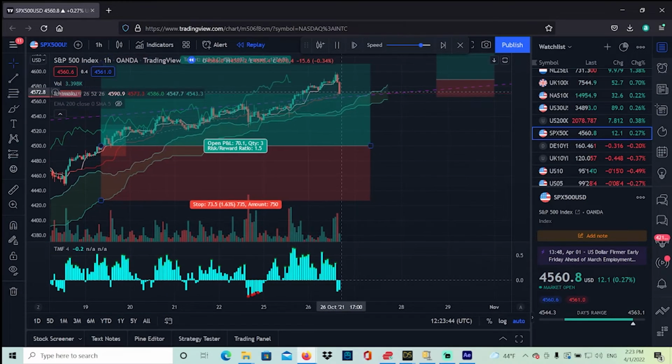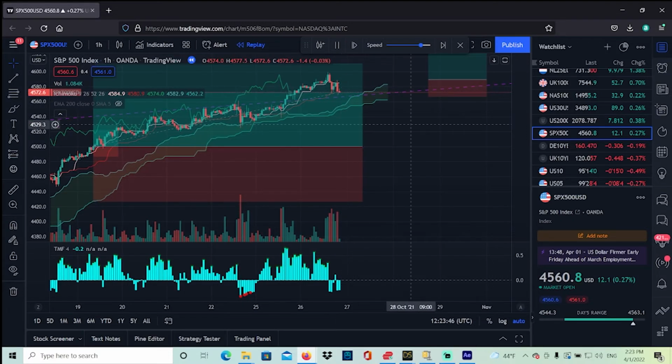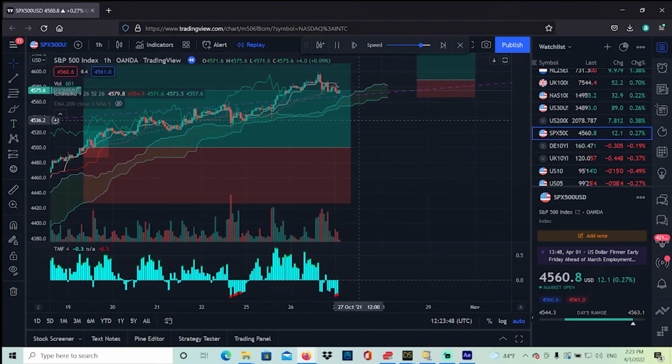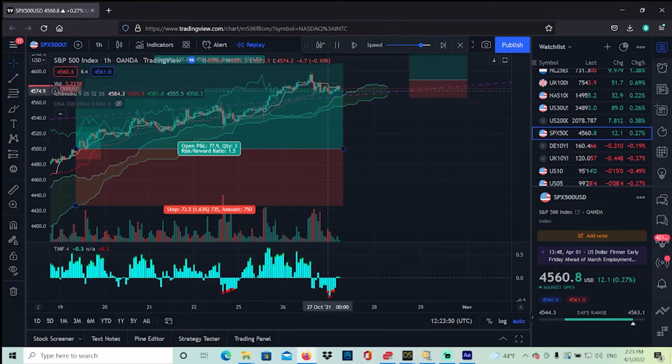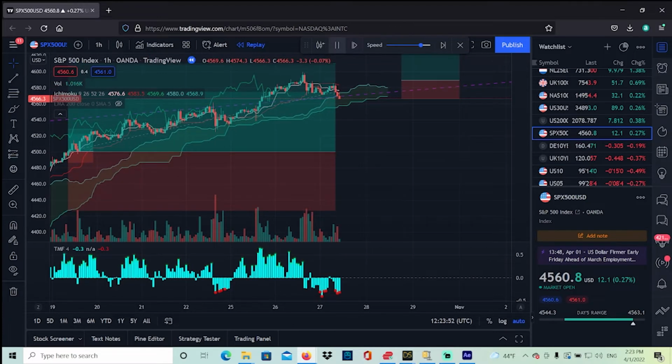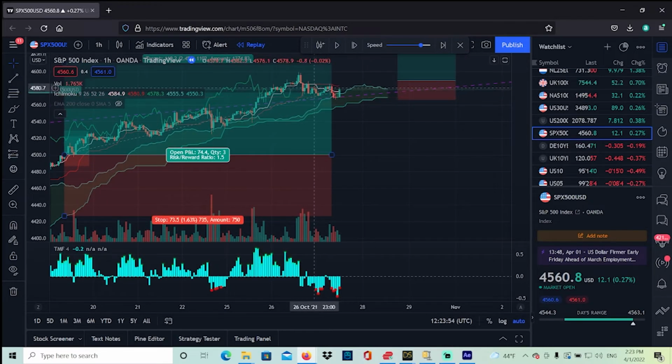The trade kind of progresses. You can see we're getting close to the end of it, and I'll show you why. We're at the end of it. So now we have a cross right here. Let me pause it. We have a cross right here.